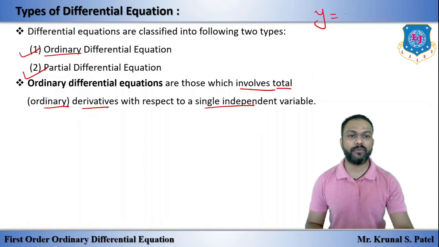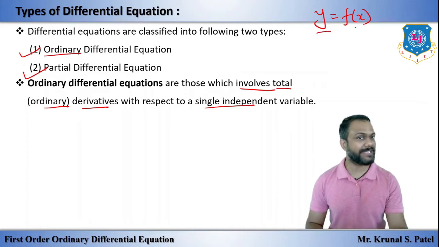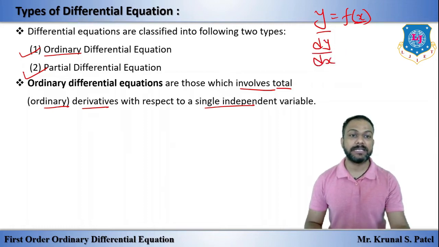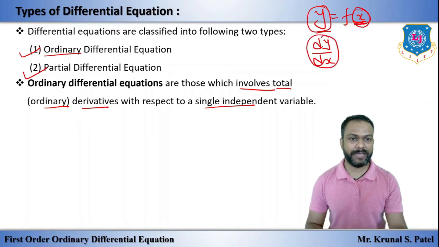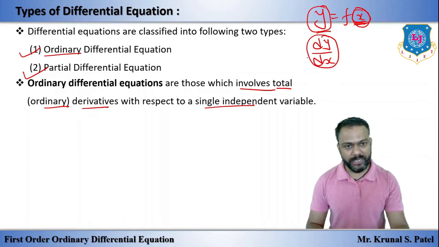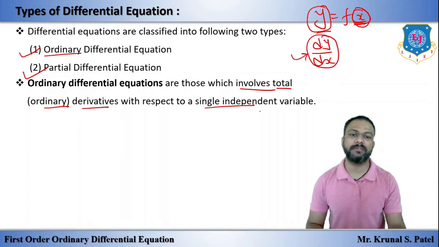If y is a function of x only, and we differentiate y with respect to x, we have dy by dx. Here you can see that x is the only independent variable, so we have a single independent variable, and to differentiate y we differentiate with respect to x. This kind of derivative is called a total derivative or ordinary derivative, and the differential equation which involves this kind of derivative is called an ordinary differential equation.